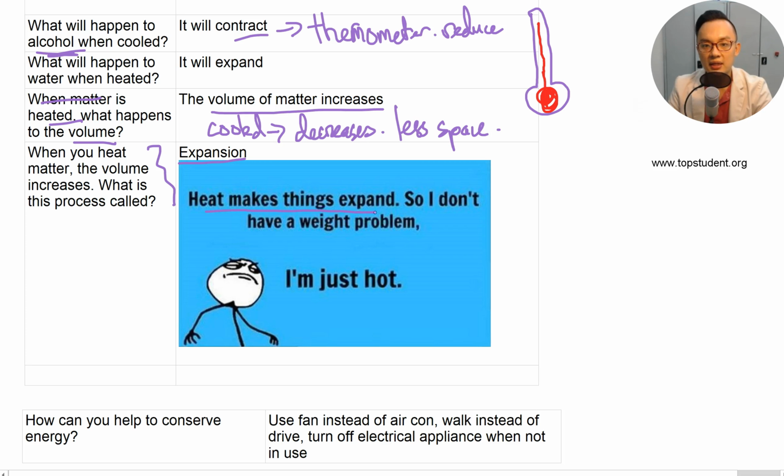I've got a little joke here. Heat makes things expand, so I don't have a weight problem. I'm just hot. Because when you're hot, you will expand, and therefore you don't have a weight problem. You're just hot. Ha ha ha. Quite funny, right? I thought it's quite funny.